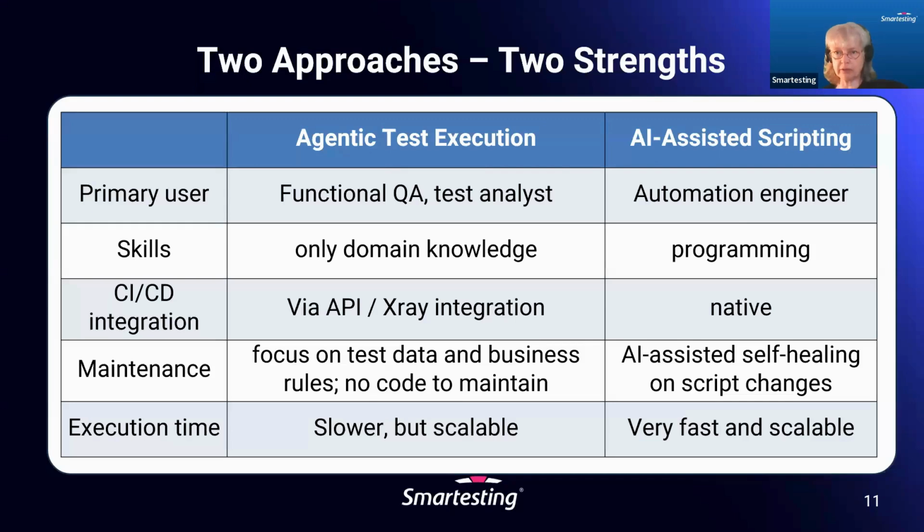Execution time is, of course, faster with AI-assisted scripting. It is very fast and scalable. With agentic test execution, it is supportable, but it is slower. But it scales: you can execute several test cases in parallel, even while you are in a meeting. So it is not necessarily the most important topic, but it has to be considered.